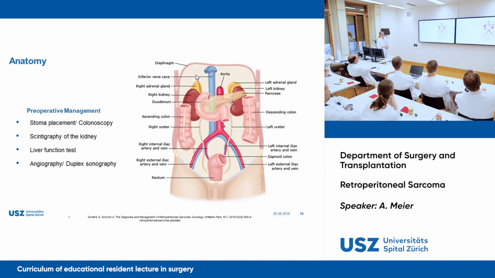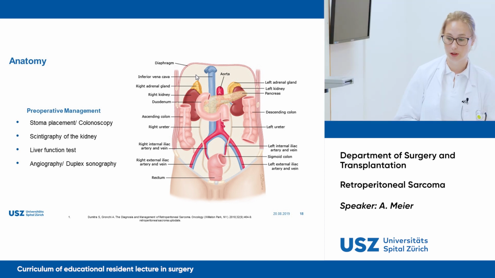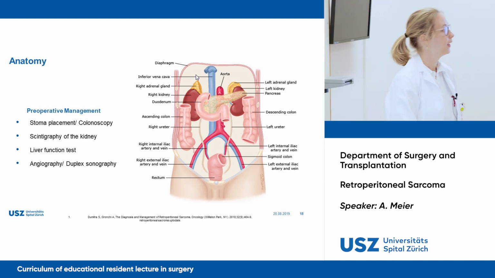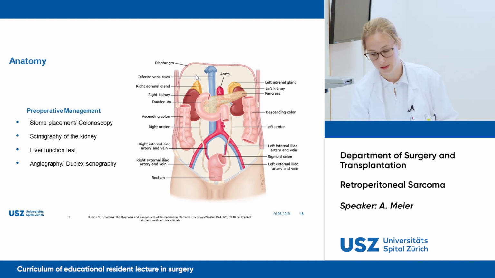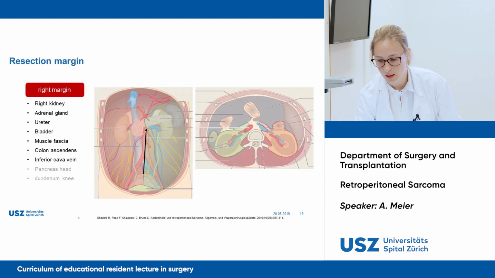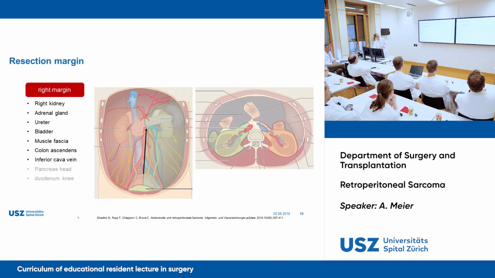So preparing the surgery, as I told you before, you have to keep in mind that we have a preoperative management. We have to think about whether we have to make a stoma placement, perhaps we need a colonoscopy, a scintigraphy of the kidneys if we have to resect one of them. Perhaps we need a liver function test to know how it's working. And if there is anything we have to do with the vessels, then angiography or duplex sonography. I will show you the resection margins.